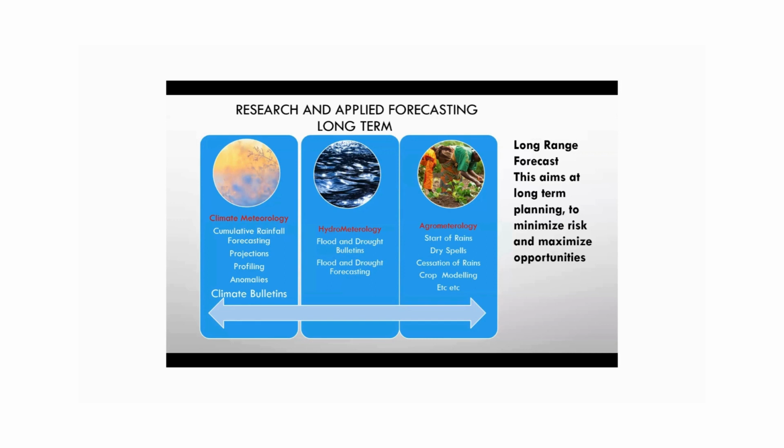And in that, we have the seasonal forecast. The seasonal forecast deals with the start of the rains, the dry spell, the cessation, and so on. Then we have the cumulative rainfall forecast. Before the projections, we have the profiling and we have the anomalies.